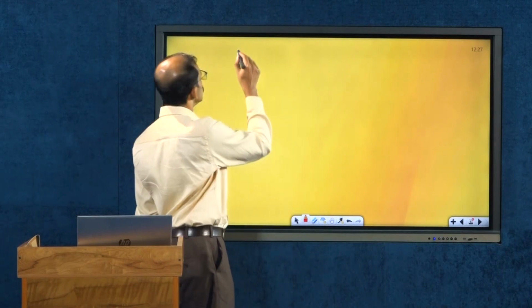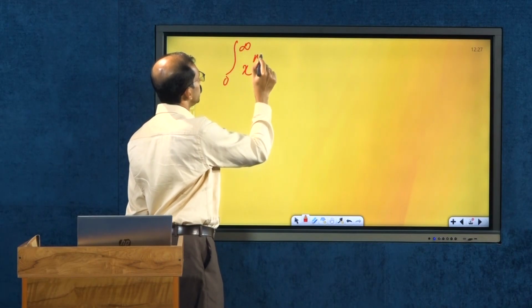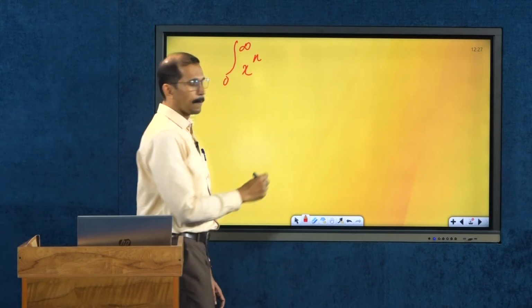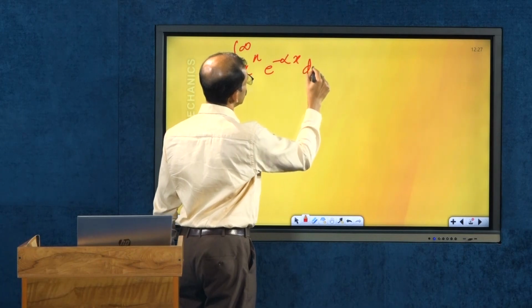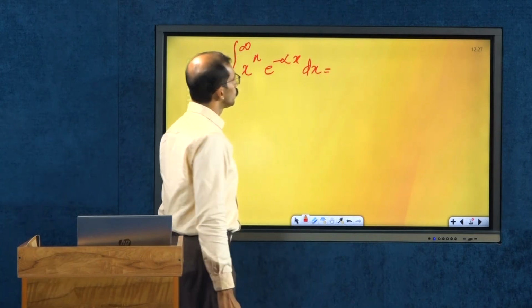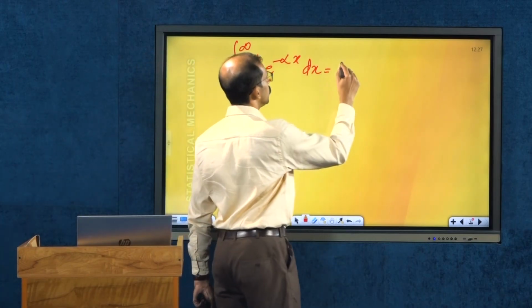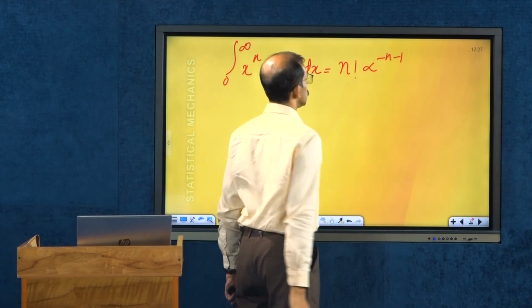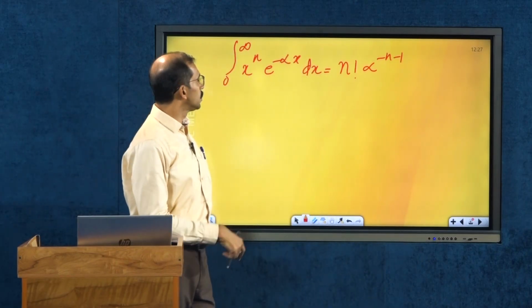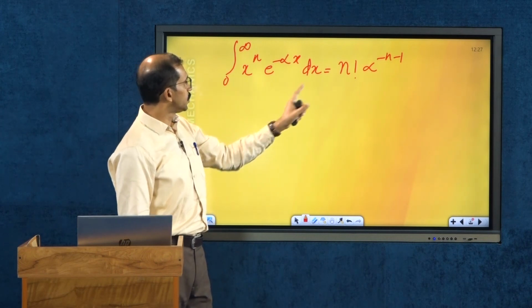I will write it as integral 0 to infinity x raised to n e raised to minus alpha x dx is equal to, this is the normal factor for the gamma function, which is n factorial alpha raised to minus n minus 1. So, this is the standard expression for doing this kind of derivation.